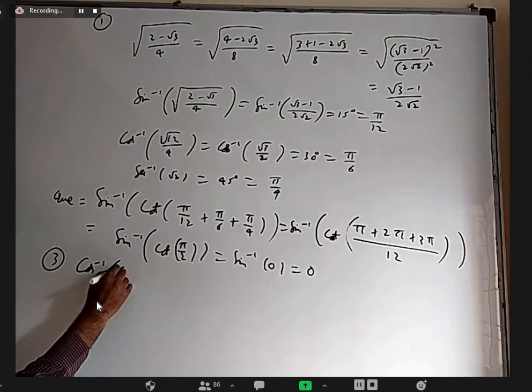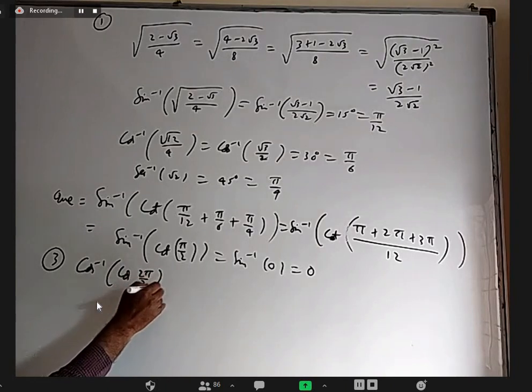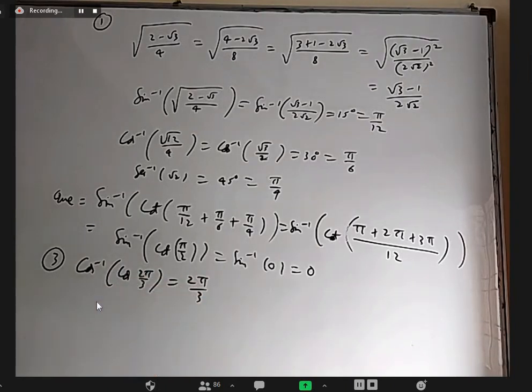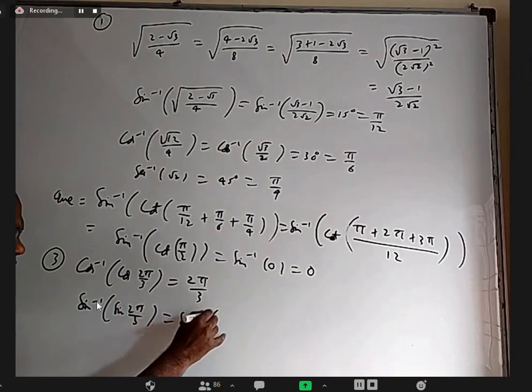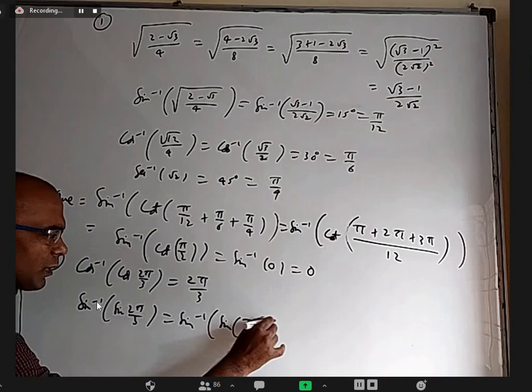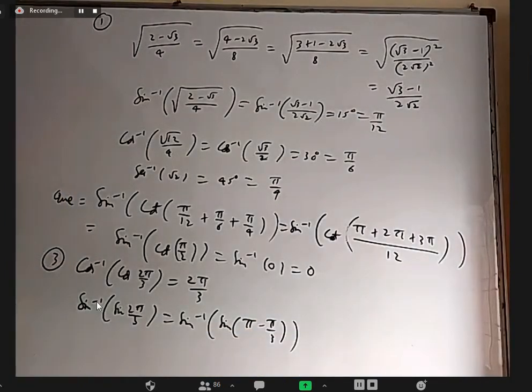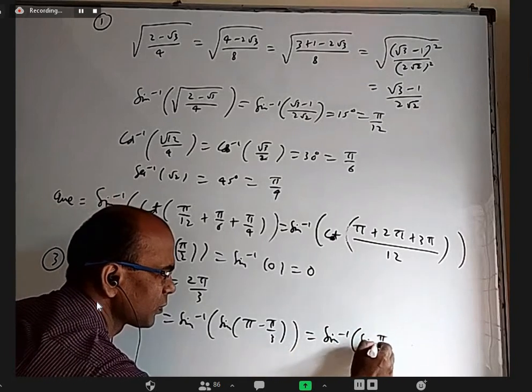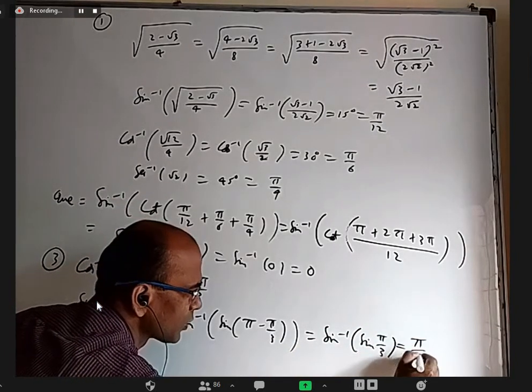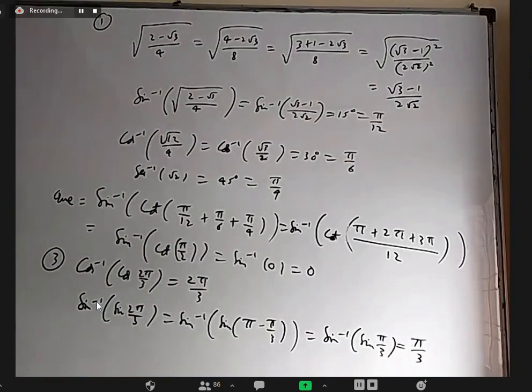Okay, third question, cos inverse cos 2 pi by 3 is 2 pi by 3 because of the principal values. And sine inverse sine 2 pi by 3 is not 2 pi by 3. Sine inverse sine 2 pi by 3, I can write pi minus pi by 3. Sine 180 minus theta is sine theta. So we'll get sine inverse sine pi by 3, which is pi by 3 itself. That's it. No, 2 pi by 3 plus pi by 3 is pi.